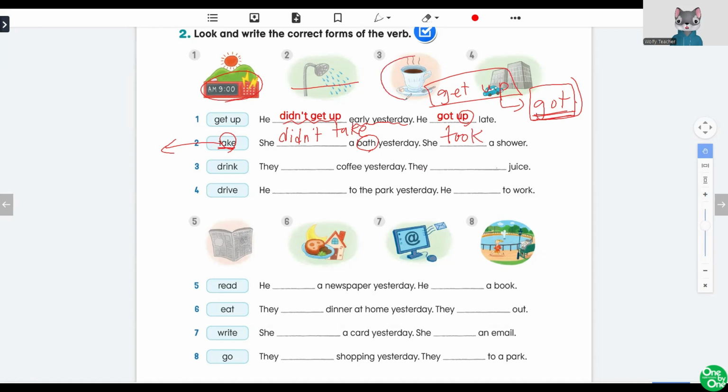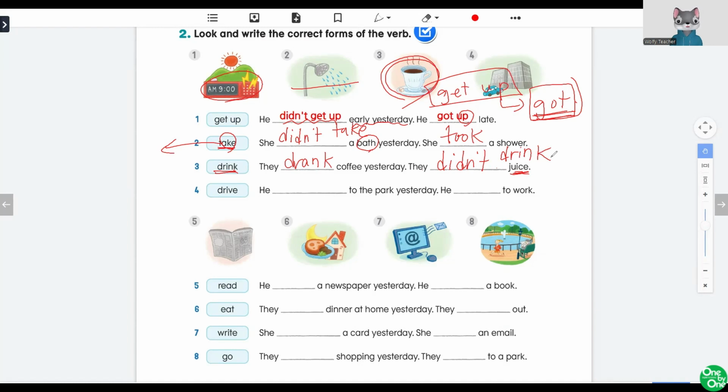They. Look at the picture. 커피 마셨지? 어떻게 얘기해야 돼? They drink changes to drank. They drank coffee yesterday. So, 주스는 안 마셨으니까 우리 어떻게 써야 되지? They. That's correct. They didn't. Original verb. They didn't drink juice.